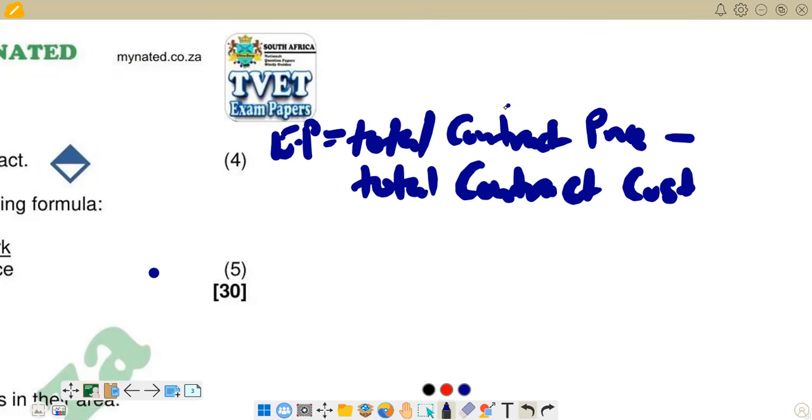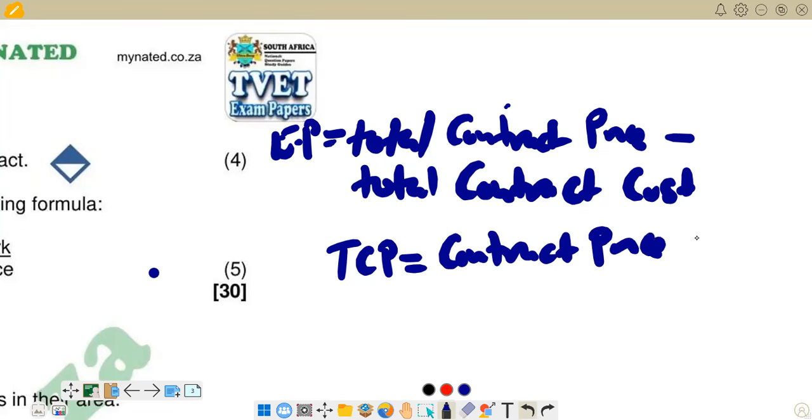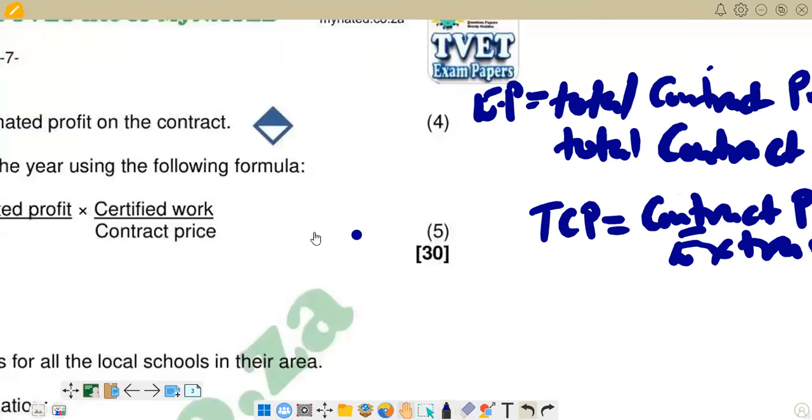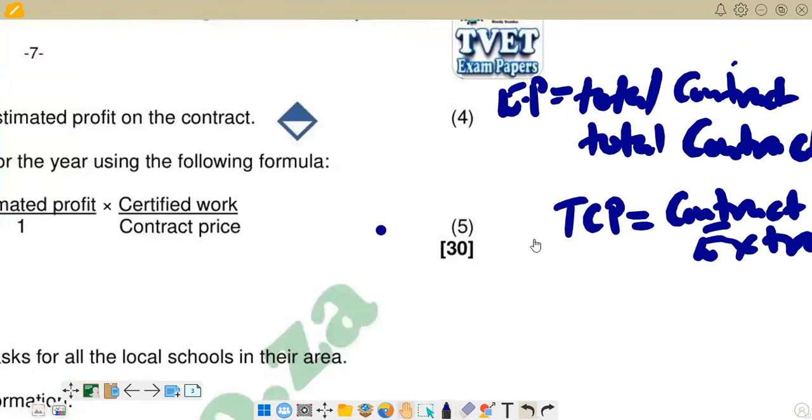But this total contract price, we find it again by saying contract price plus any extras that you are given in the question. Remember, some questions do not give you the figure for extras. If it's not there, you can just take the figure for contract price. But if you have some extras, you add the extras to get the total contract price. So if you go to our question now, we're just going to substitute the figures there.